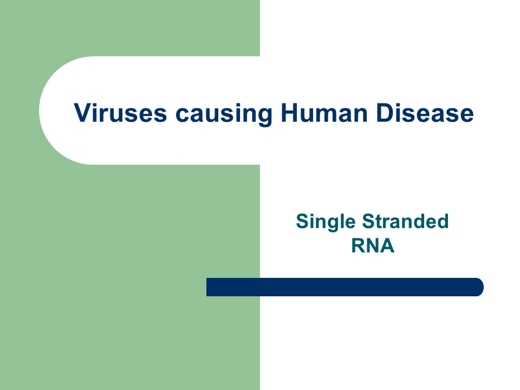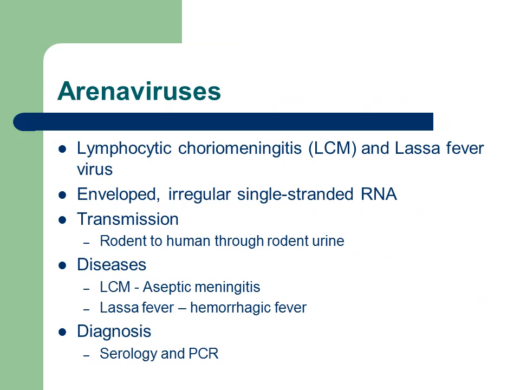So we're going to move to the single-stranded RNA viruses. Not many double-stranded RNA viruses cause human disease, but now we'll go to single-stranded. And we'll start out with the arenaviruses. And arenaviruses can cause a variety of diseases. You can get lymphocytic choriomeningitis, which is similar to an aseptic meningitis, a viral meningitis.